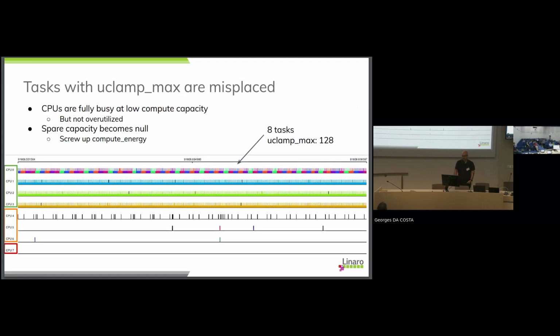The other one is a well-known thing with uclamp max, so we can be misplaced. The CPUs are fully busy at a low compute capacity, and they are not overutilized because we have capped the max frequency. Because the spare capacity is null in this case, we can't make any computation. The spare capacity is null in all the CPUs, so how do you make any difference at the end? The only difference is making sure that you balance the task.